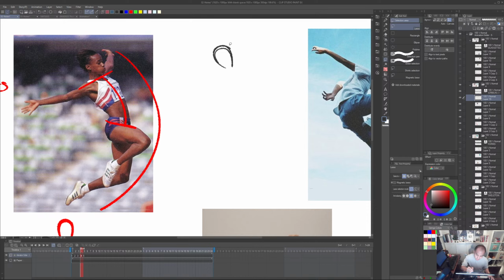So let me do that again for you, as I would do. And I'm not trying to rush this process over here. I'm more trying to observe what shapes I could use to really push the overall feeling of the pose, right?